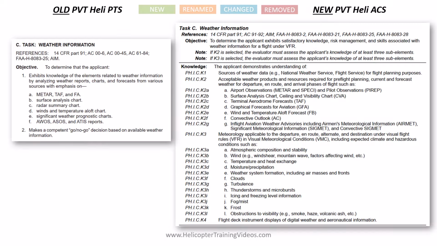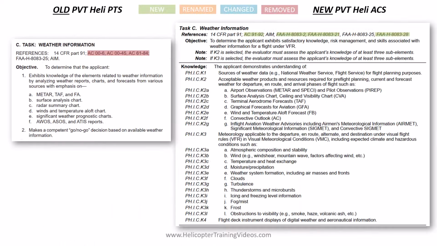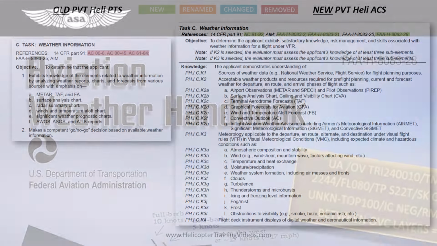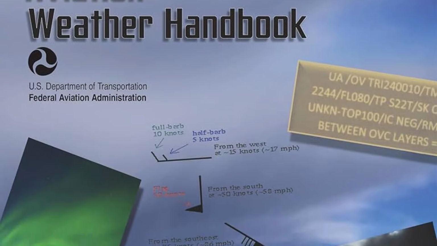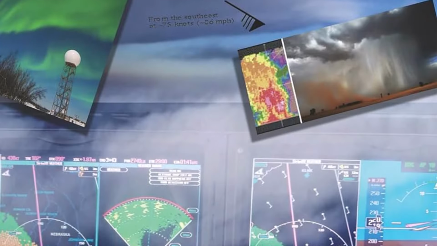Now we're looking at Task C, weather information. They've removed the old ACs that were referring to aviation weather, weather services, and the role of pre-flight. They've added AC 91-92, which is the pilot guide to pre-flight briefing, added the usual risk management handbook and the helicopter flying handbook, and also the weather handbook, which is the new combination of all the other weather products. If you haven't seen that, that's a great book.